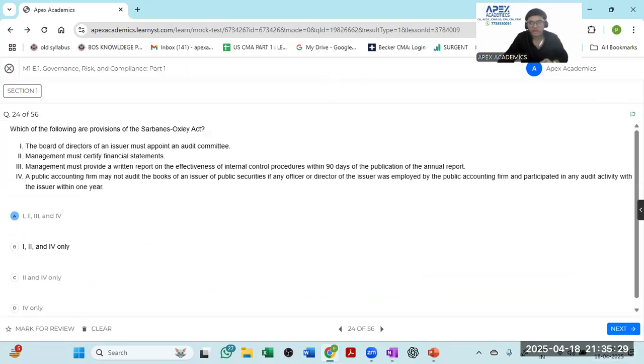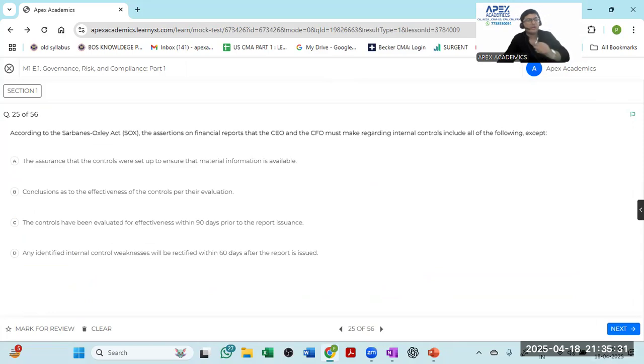Now we are looking at question number 25 in SOX. According to the Sarbanes-Oxley Act, the assertions on the financial reports made by the CEO and CFO. We have written this some time ago. Let me zoom, it looks small.